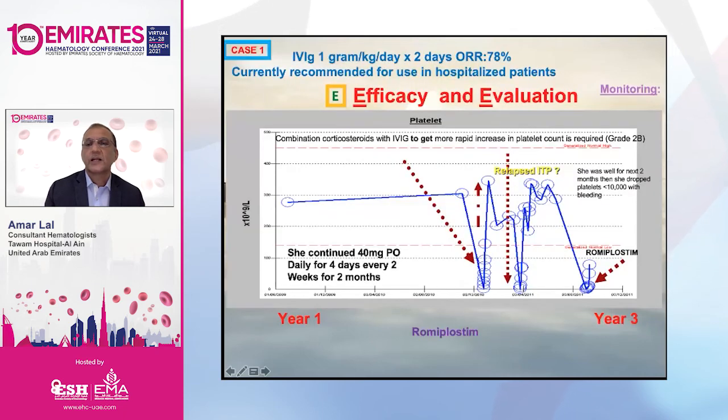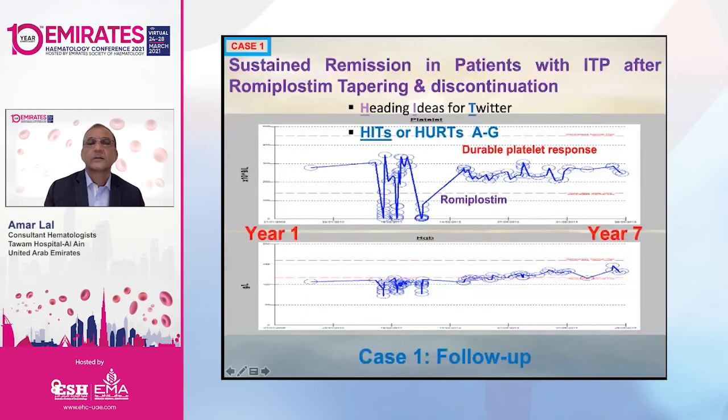She took TPO, romiplostim, and what happened? After 9 months, we started to taper, weekly, then 2-weekly, then we stopped the medicine. Now, over 5 years, she has a durable platelet response, so it is almost treatment-free remission. This we call hitting the disease rather than hurting the disease.